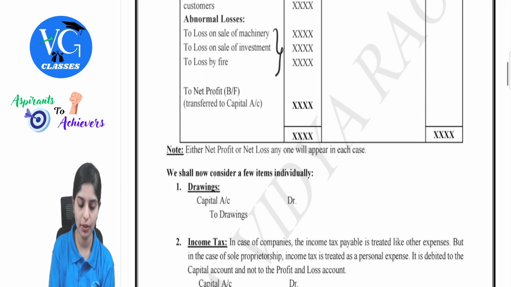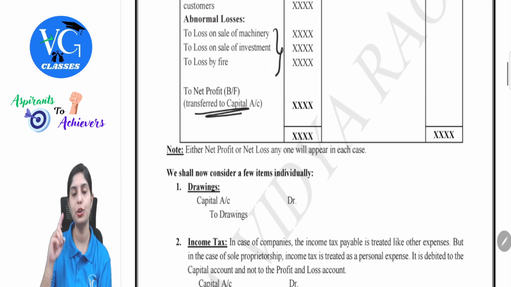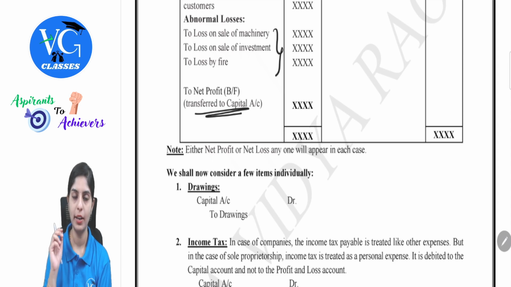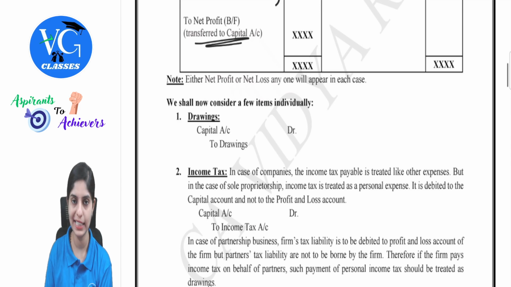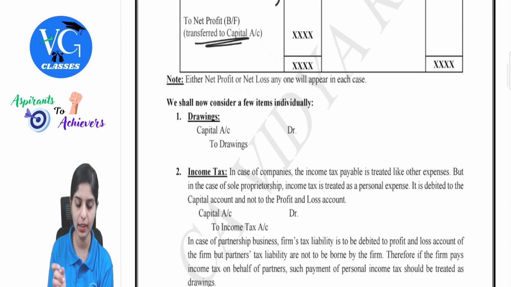Now, this net profit or net loss is transferred where? To capital account. Now, whatever we saw as per the format is just to give you an overview. Now, we will understand the treatment of each item individually. Either net profit or net loss, any one will appear in each case.